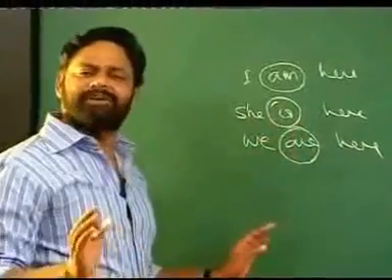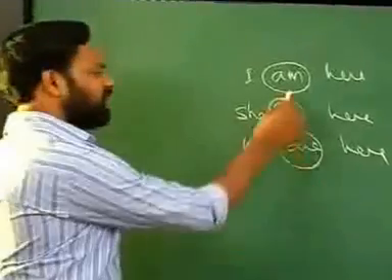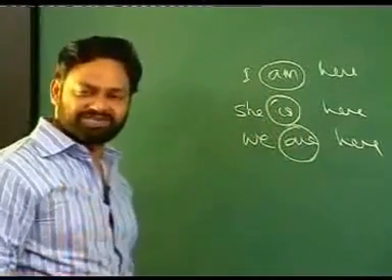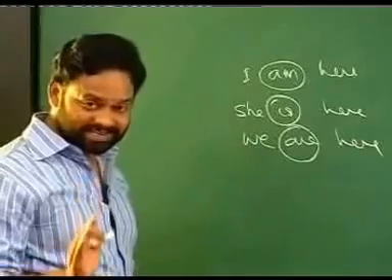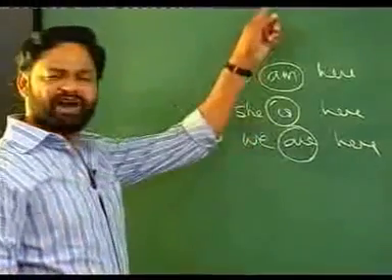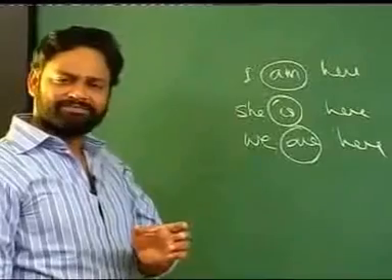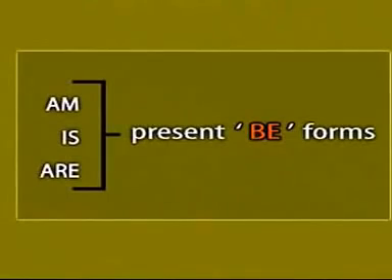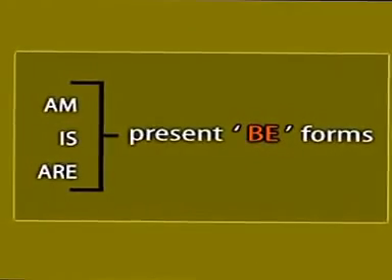Then what are these am, is, are? Very simple. Am, is, are, these are the three words called present be forms. What do you call them? Present be forms. Be is the main word. From the same word be, we got these three forms like am, is, are. These three words are called present be forms. అంటే బీ నుండి వచ్చిన పదాలే ఈ am, is, are కాబట్టి వీటిని ప్రెసెంట్ బీ ఫార్మ్స్ అంటాం.